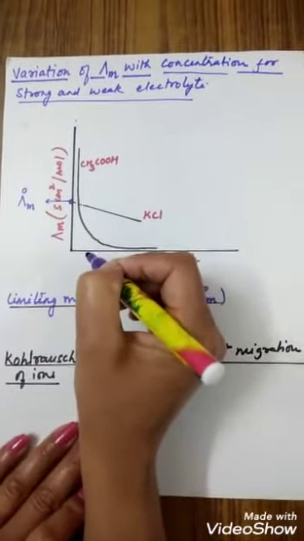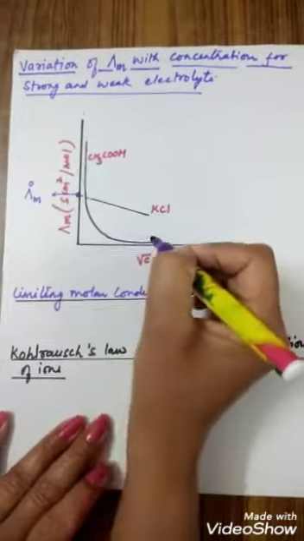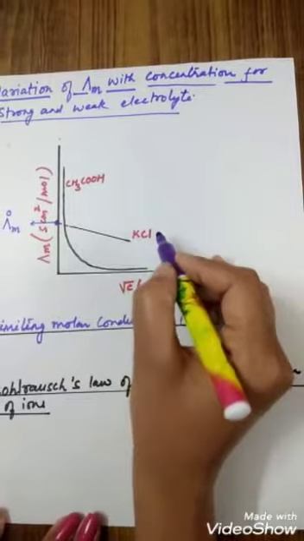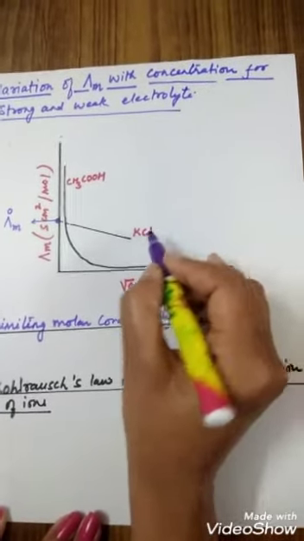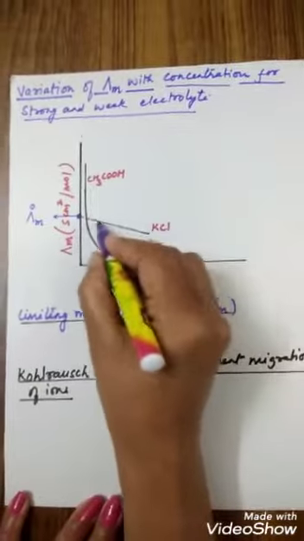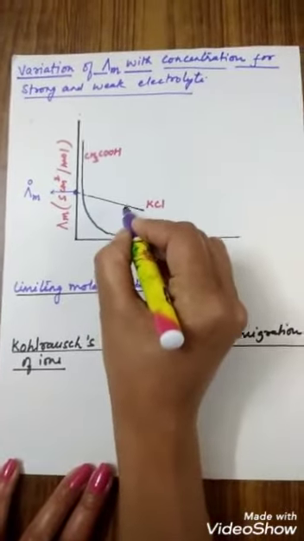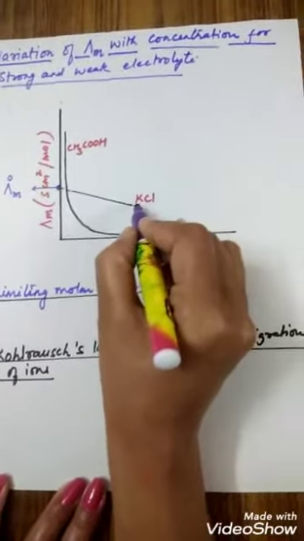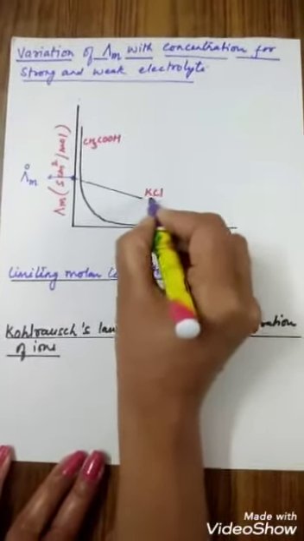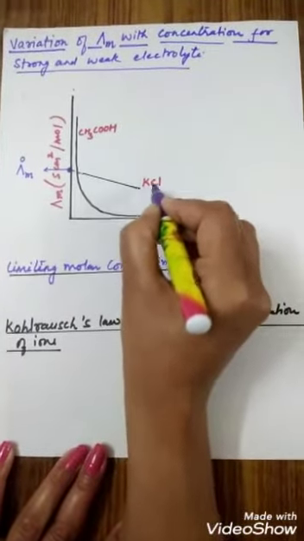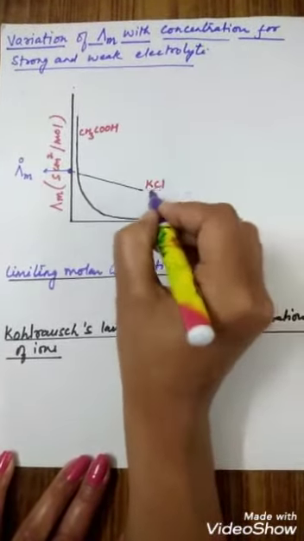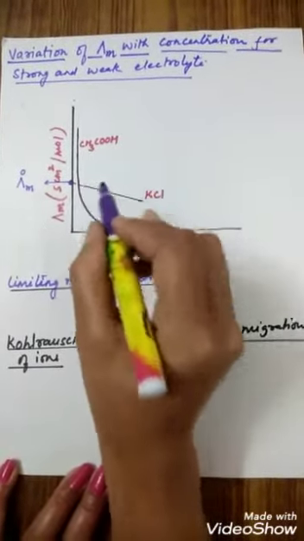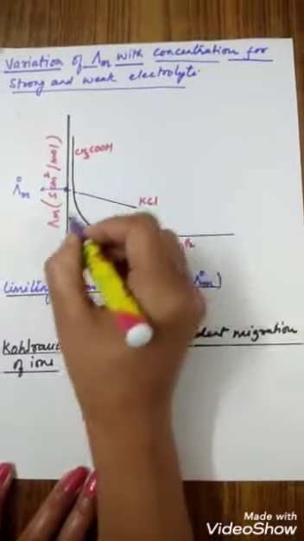So what may be the reasons behind this observation? KCl is a strong electrolyte which is already 100% ionized. So its molar conductivity is increasing only due to increase in speed of ions, because there would not be very much increment in number of ions. Why? Because it was earlier 100% ionized. So there is no increase in number of ions, but there is increase in speed of ions, hence lambda m is increasing.